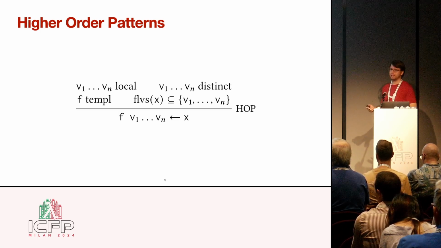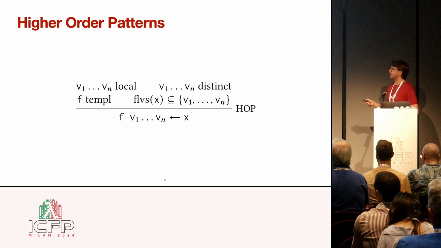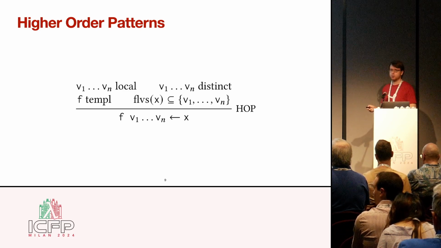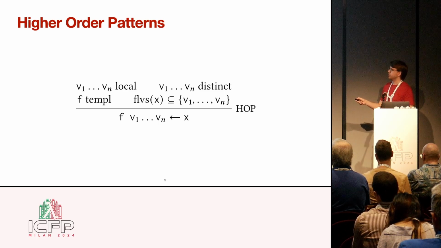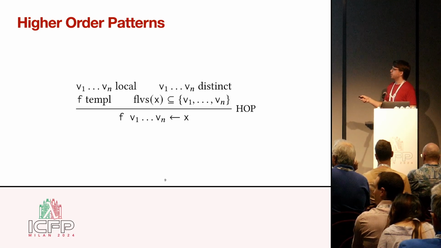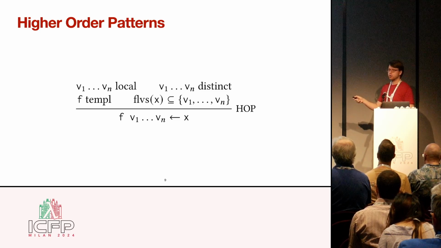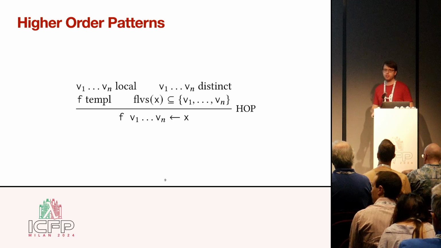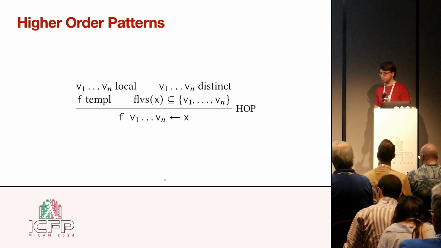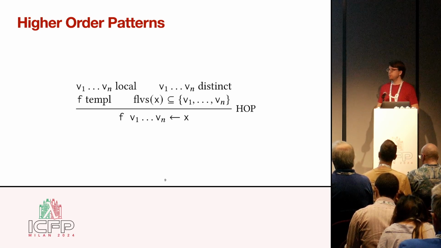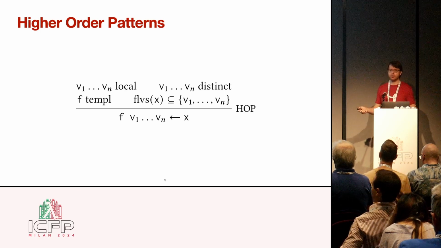And the actual extension is quite straightforward. We add a rule for when a template variable is applied to a list of one or more local variables. All these variables v need to be local and they need to be distinct, mainly for technical reasons, just for simplicity. But the main benefit we get out of this is that the free local variables of the expression we match on do not have to be empty. It can be a subset of the local variables that we applied to the template variable. So using this rule, we can finally match our previous two examples.